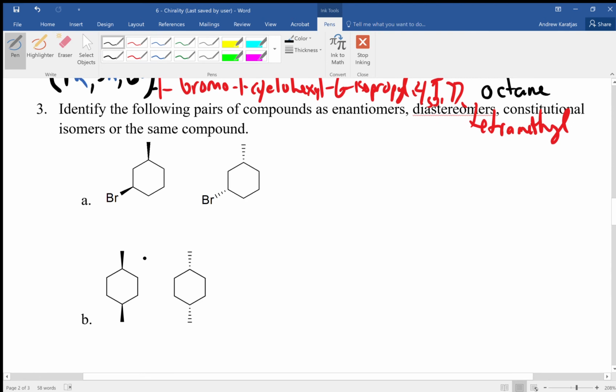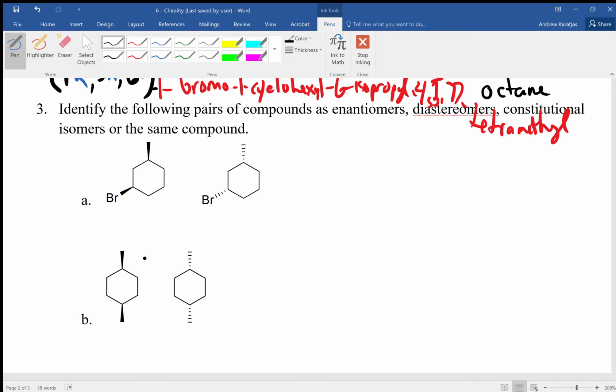All right, question 3 here, and to be perfectly honest, everything in question 3 here is straight off of old exams. And so what I'm looking for you to identify here is what's the relationship between the two molecules that are given.